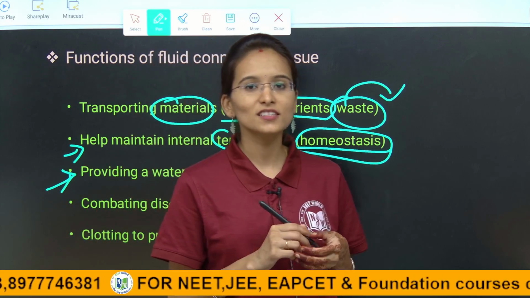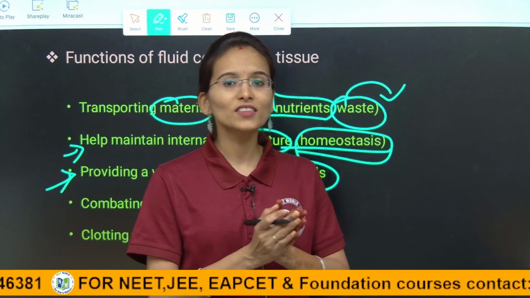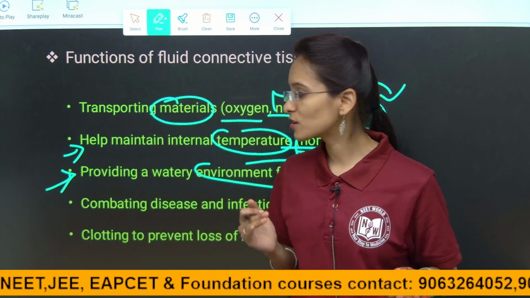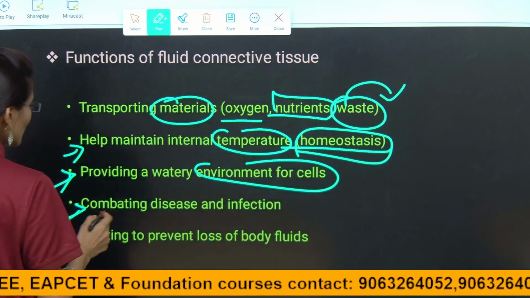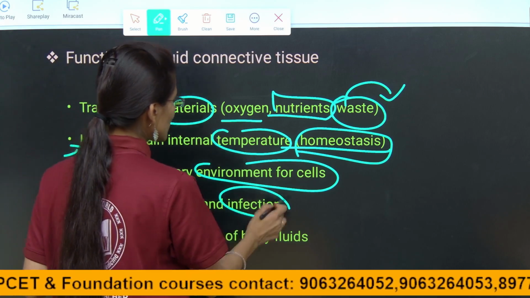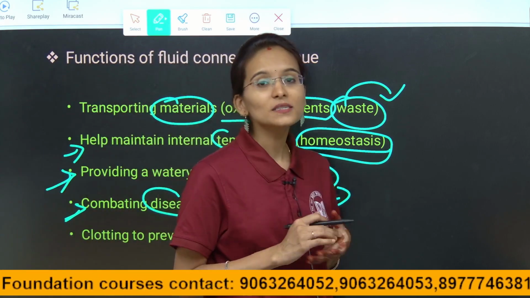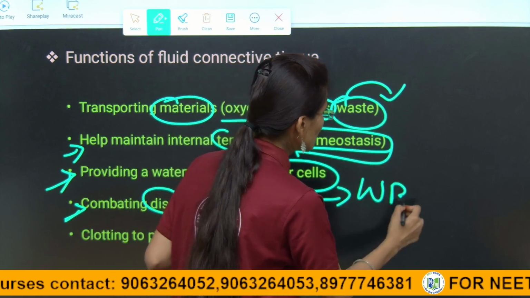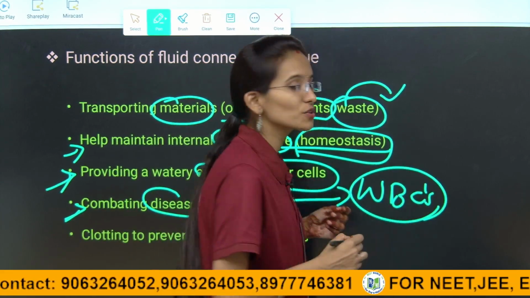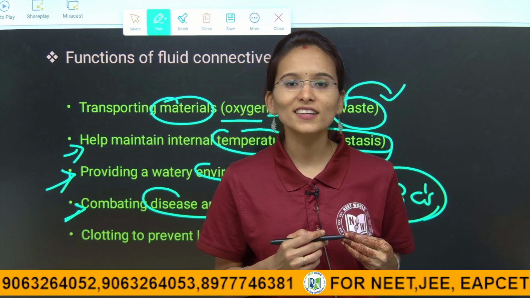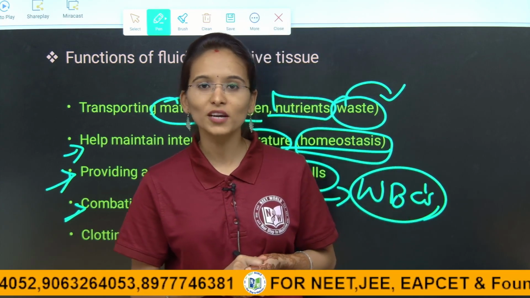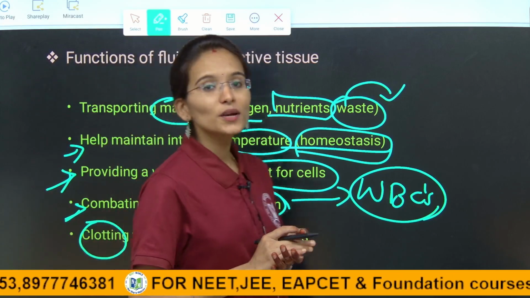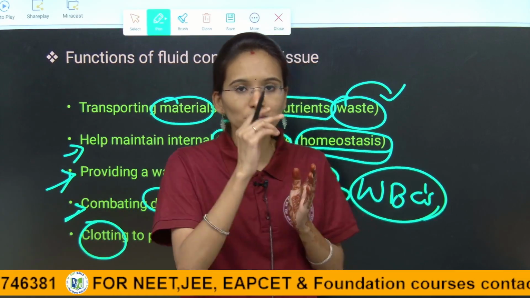Next coming to the third function, they provide a watery environment for the cells. As we have discussed, they give the fluid that is called plasma. In that, different types of cells are transported, and they combat diseases against infection. It is called the defense mechanism. Which cells show the defense mechanism? WBCs. Okay, these show the defense mechanism against pathogens or any microorganisms, and they prevent blood loss during injury times.